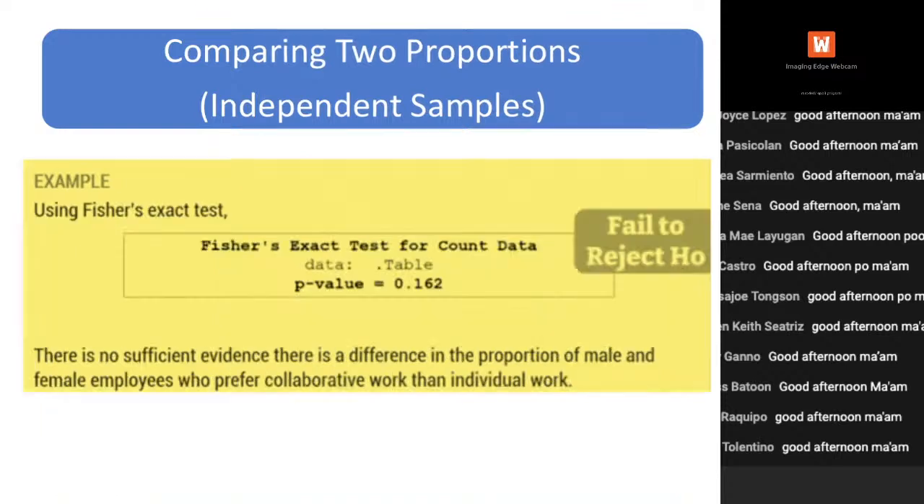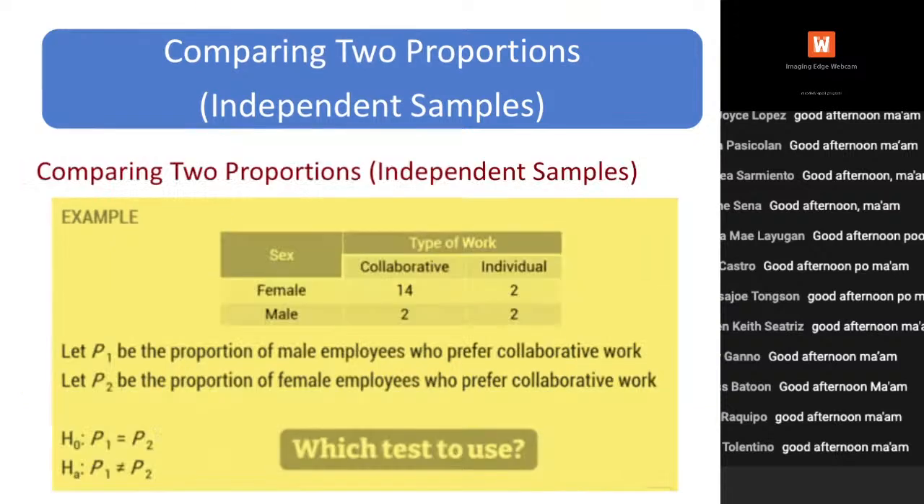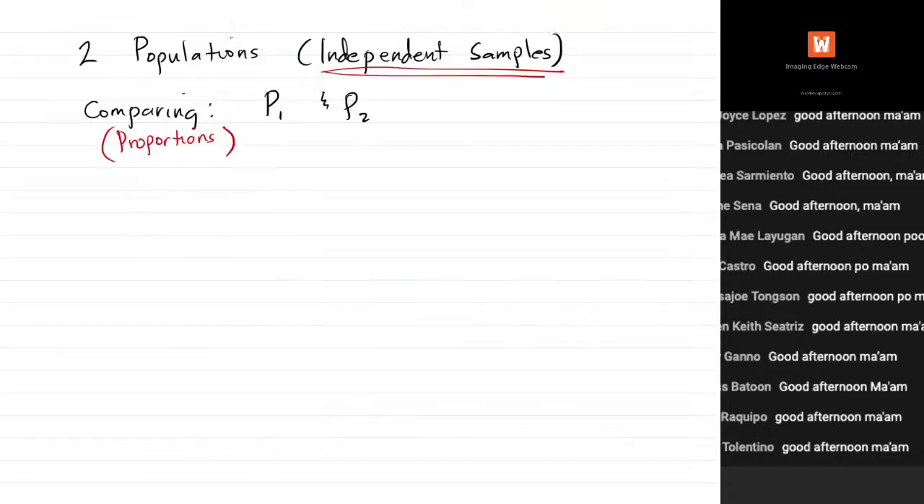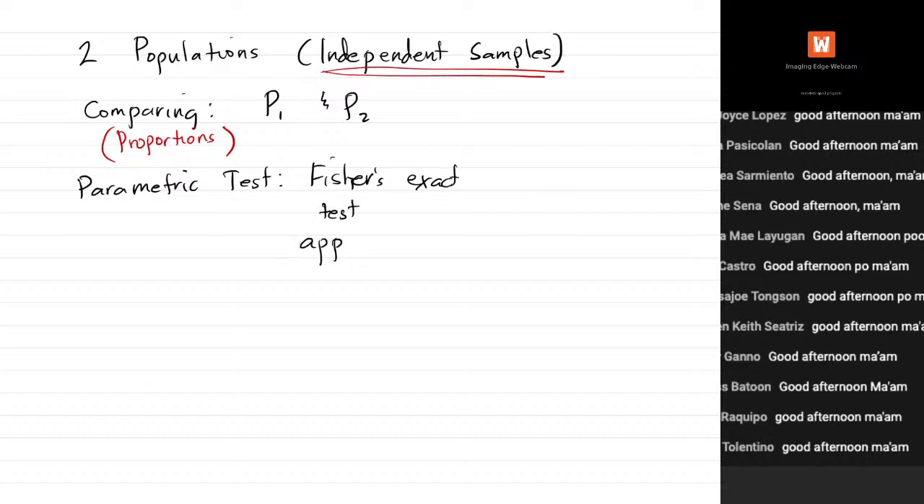So what tests are we going to use for comparing? Fisher's exact test and the approximate z-test for large N. So, the parametric test: Fisher's exact test and approximate z-test.